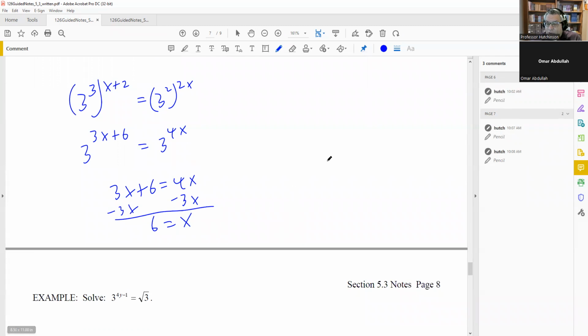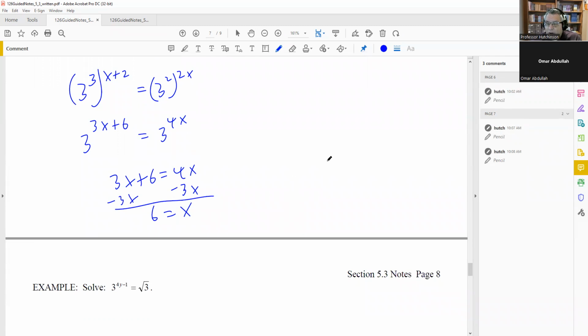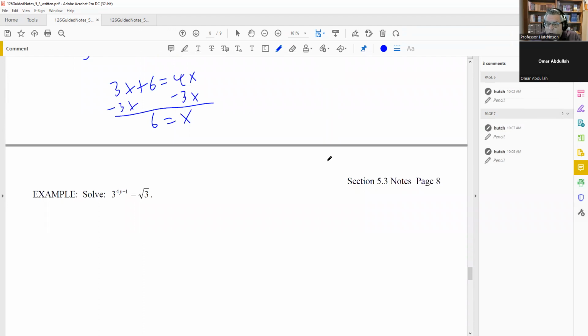This next one, we already have 3's in there. So we have a 3 on both sides, but we have a square root on that side. What we can do on that is change the square root into a 1/2 power. Anytime you have a square root, it can always be changed to a 1/2 power. So I have 4y minus 1, and then I have 1/2. Now I'm just going to set those exponents equal: 4y minus 1 equals 1/2.